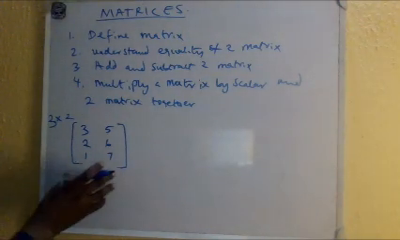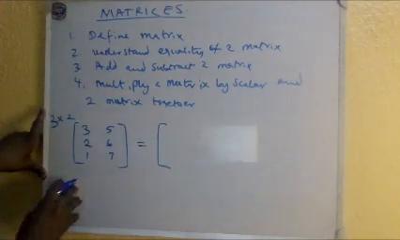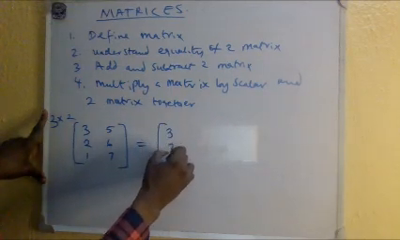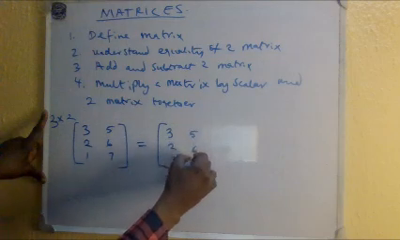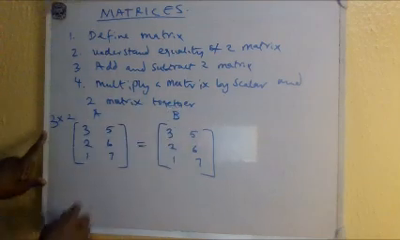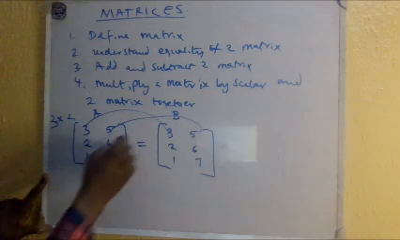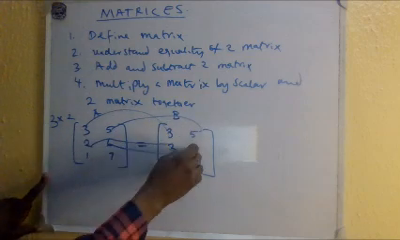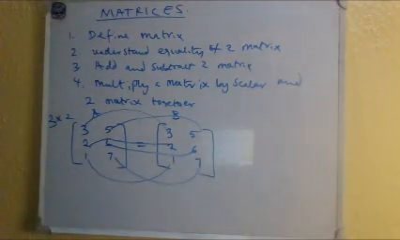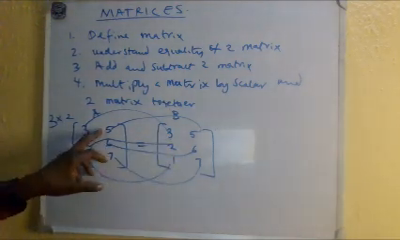If I have matrix like this, it will be equal to another matrix if every corresponding element of that matrix is the same. So this matrix is equal to this one. If this one is matrix A and this one is matrix B, they are equal because the corresponding elements are all equal. See? They are all equal. So A11 here is equal to A11 here. A12 here is equal to A12 and so on.